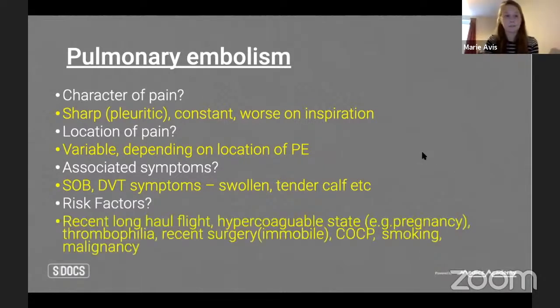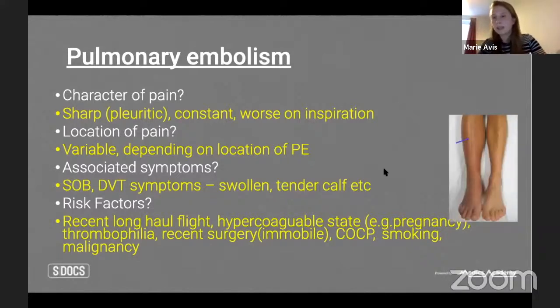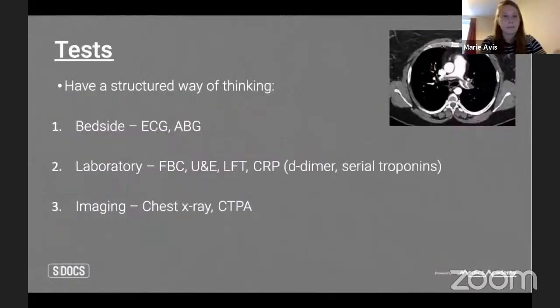And then risk factors. Another classic exam example is a recent long haul flight. That will always come up. Or they're in a hypercoagulable state, like pregnancy, so much more likely to get clots. If they have a clotting disorder like thrombophilia, they've had recent surgery. I'm talking like big surgery that leaves them immobile, like maybe some orthopedic surgery. The combined oral contraceptive pill makes you more likely to have clots. Things like smoking or having a malignancy makes you hypercoagulable. So this is an example of a DVT. You see your red hot swollen leg and recent long haul flights.